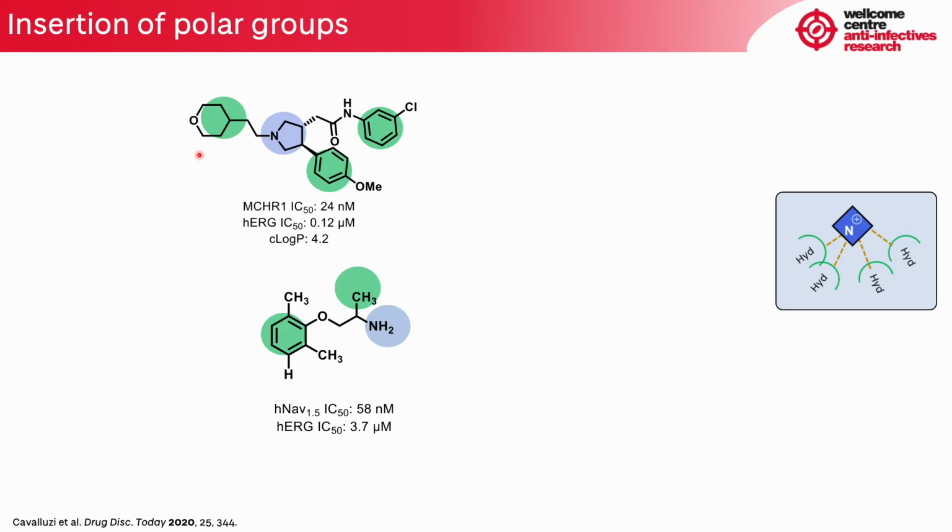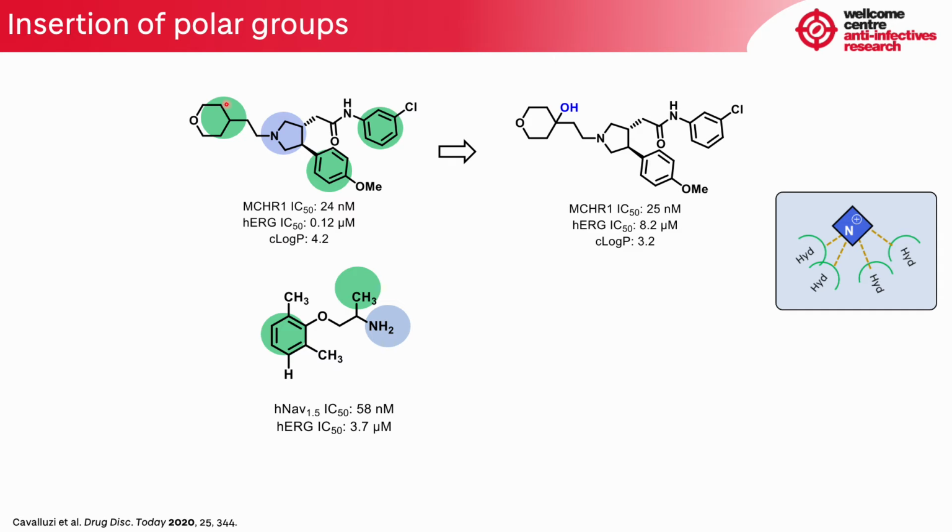In the first example, they inserted an alcohol in the tetrahydropyran unit of the molecule. The potency stayed nearly the same, but the hERG inhibitory activity decreased a lot, from 0.12 to 8 micromolar. In the second case, they inserted a phenol in the aromatic ring, also reducing the hydrophobicity of this region. Again, the potency improved a little bit, but the hERG inhibitory activity decreased from 3.7 to 22 micromolar.